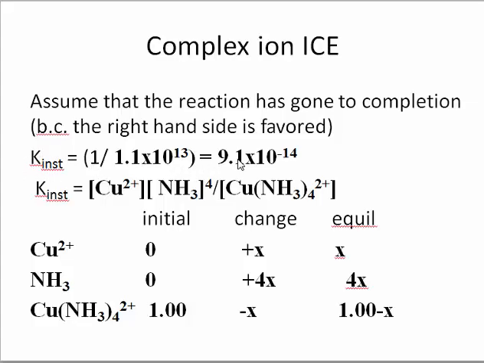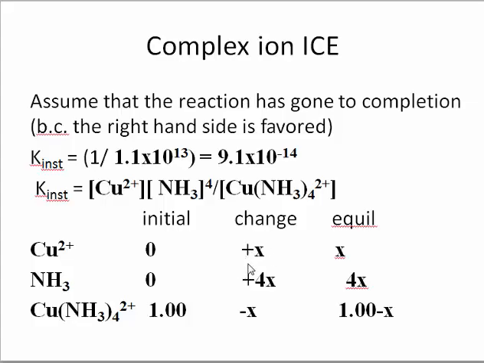The instability constant is 9.1 times 10 to the negative 14. And the equilibrium expression has copper and ammonia to the 4th power in the numerator and the concentration of the complex in the denominator. We can regard the initial concentration of the complex as 1 and the concentrations of the cation and the ligand free of the complex as 0 for a hypothetical initial state.